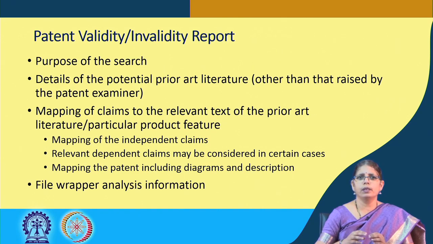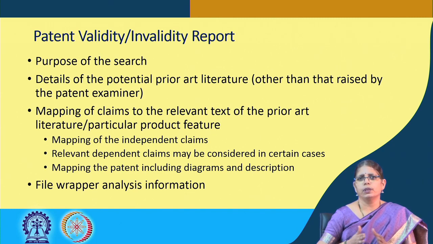It is possible that at times relevant dependent claims are usually not taken up in a patent validity search, but depending on certain cases, certain areas, dependent claims also can become a part of the validity search, because in many jurisdictions multiple dependent claims are taken up as part of the patent claims, in which case this issue can come up. If the independent claim itself is struck off, the issue of the validity of the dependent claims does not arise. However, in certain cases considering dependent claims is also necessary.